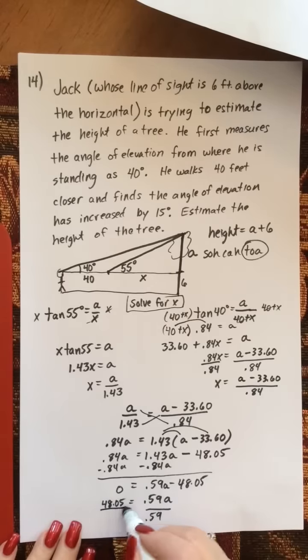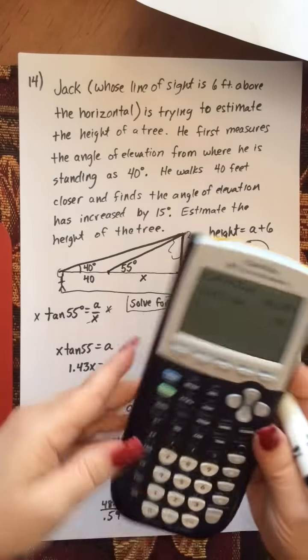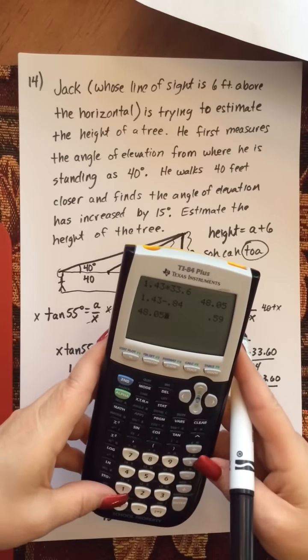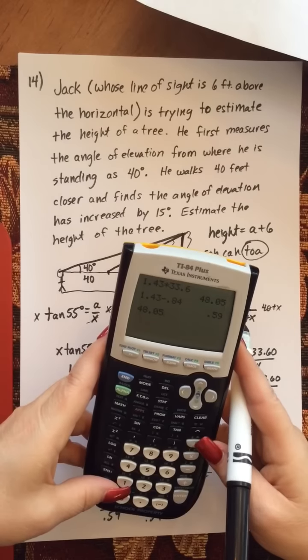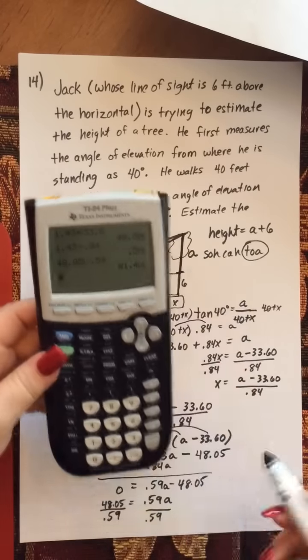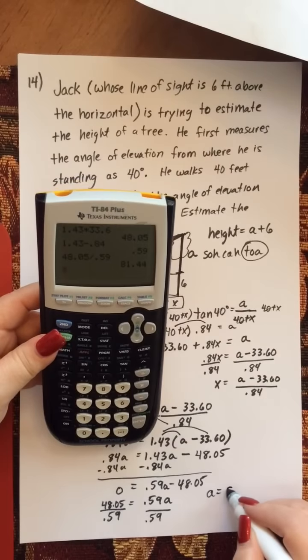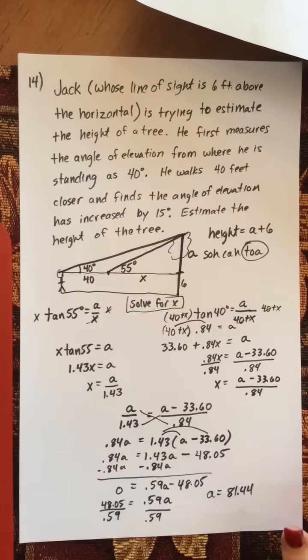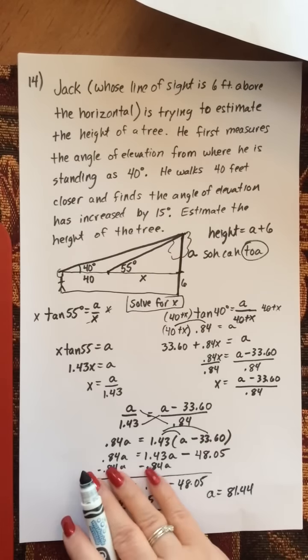Yes, I know this problem is long. Don't moan, just do it, okay? It'll be fine. Life goes on. This is probably the longest problem on your test. 48.05 divided by 0.59. And we get that a is equal to 81.44.